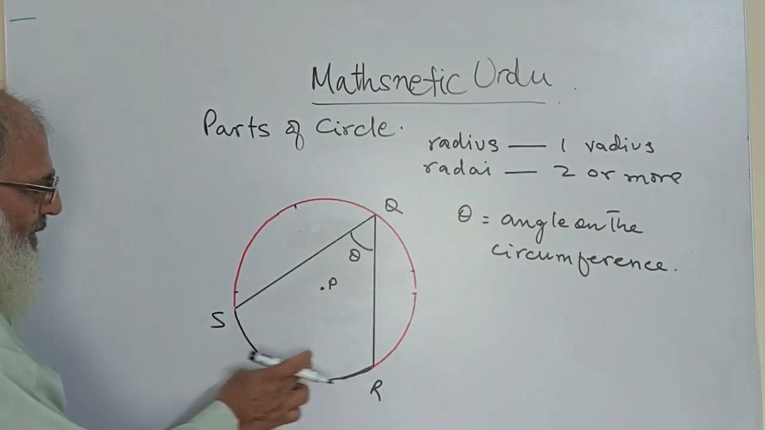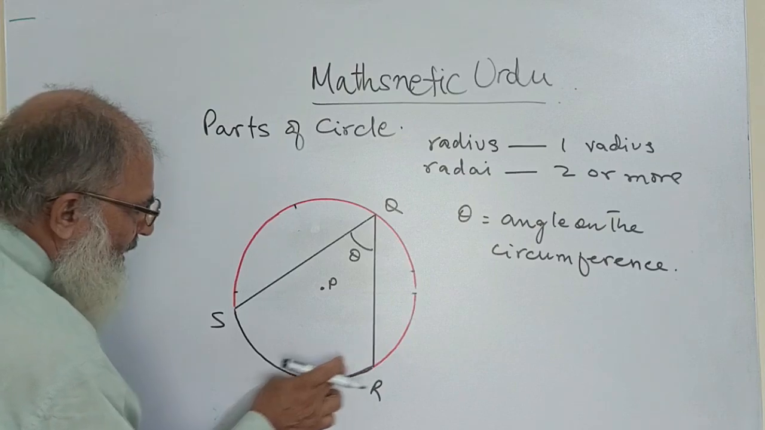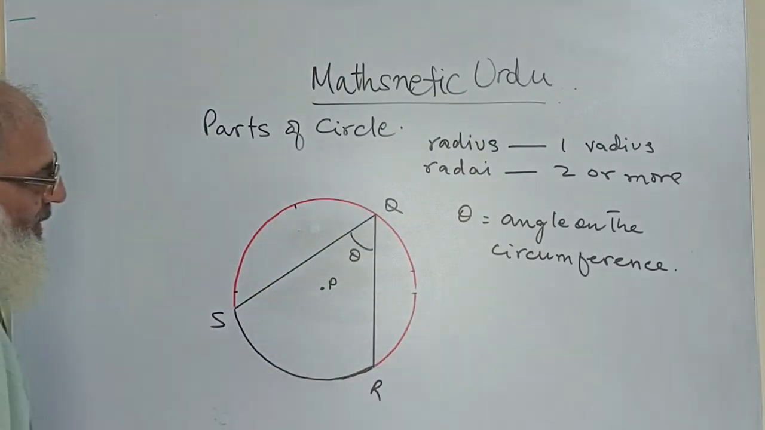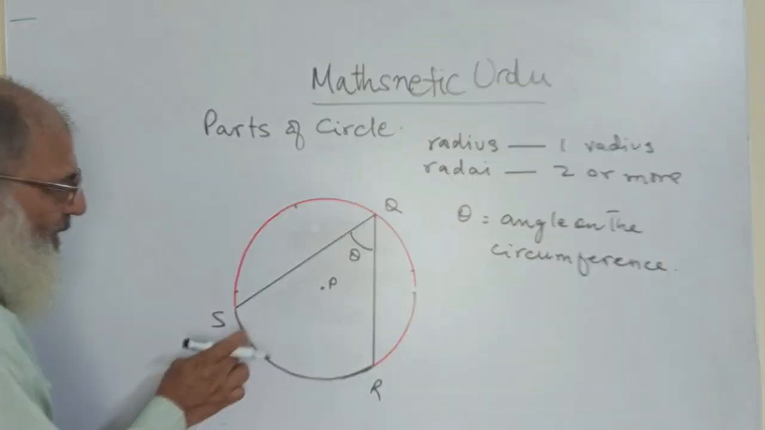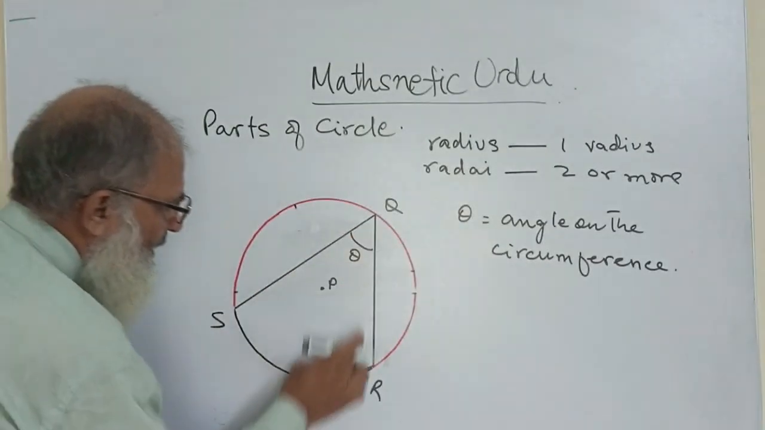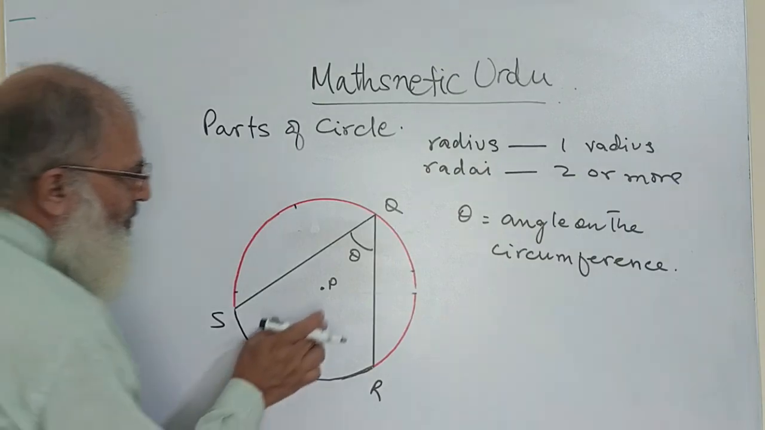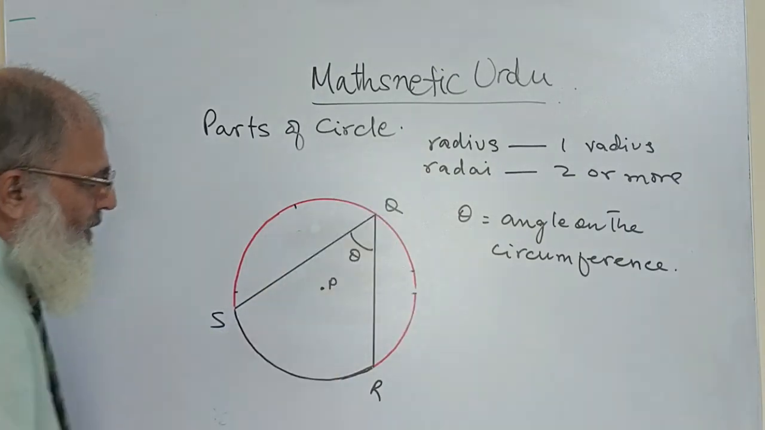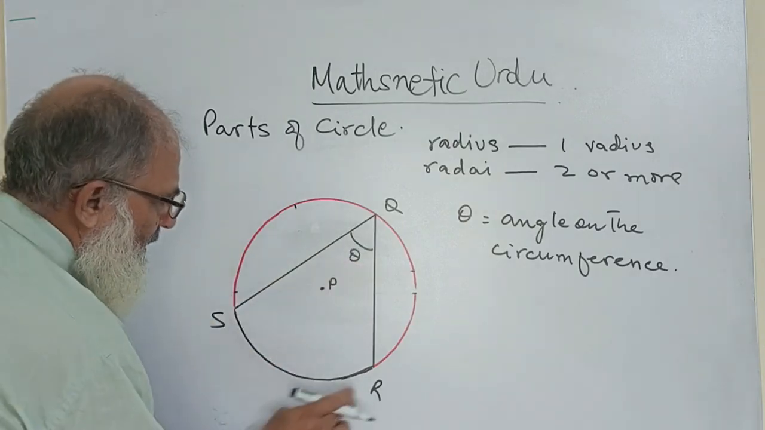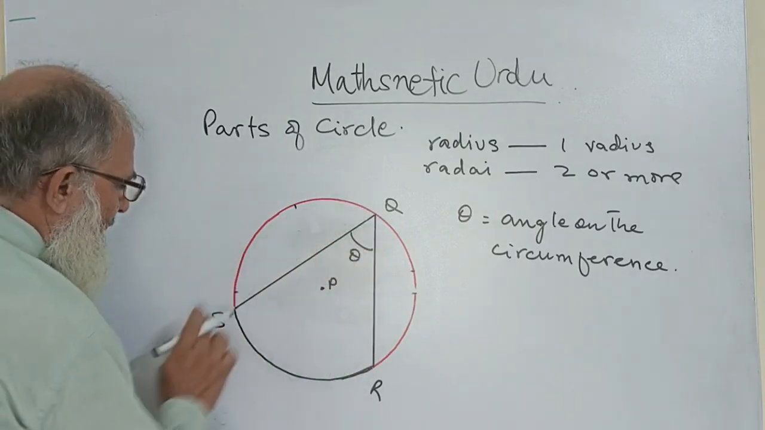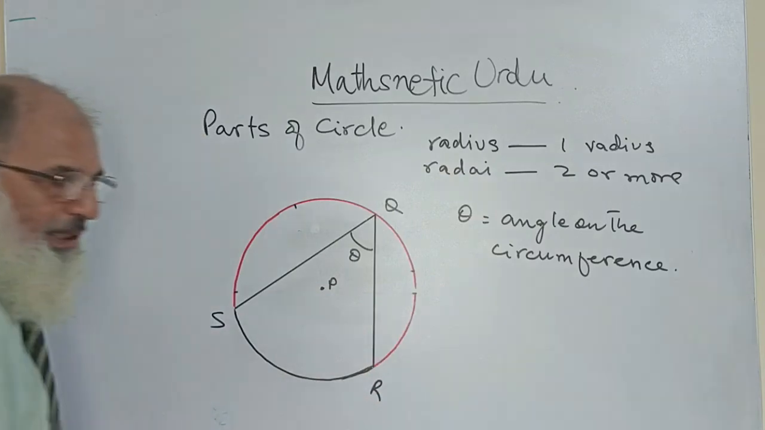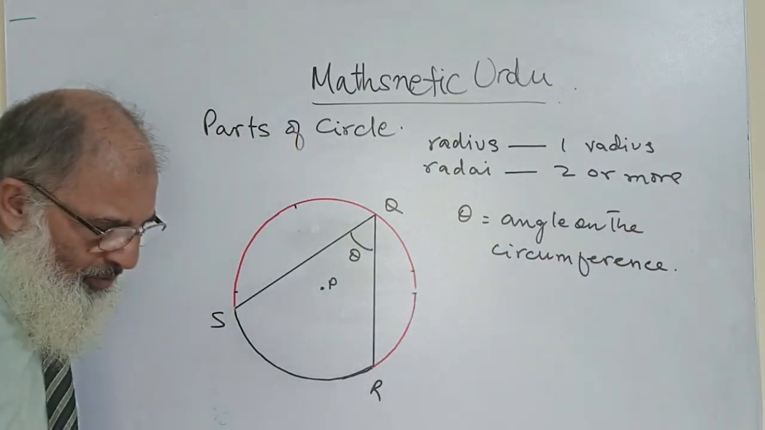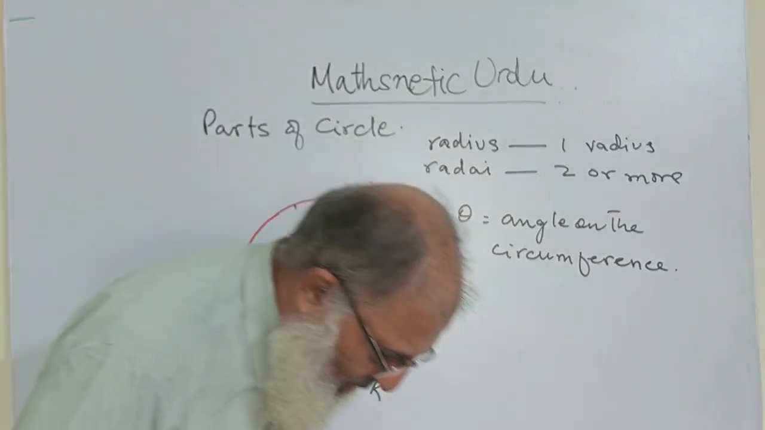So you see that if this is the minor arc, this is the major arc. The black one is the minor arc. This angle has been created by the help of two chords meeting at one point. So this is an angle. SQR is an angle which is called angle on the circumference.